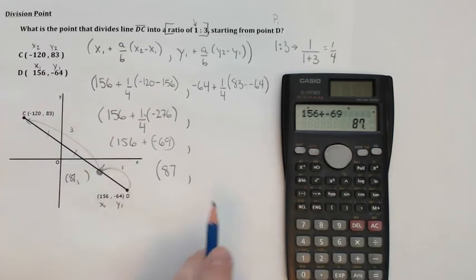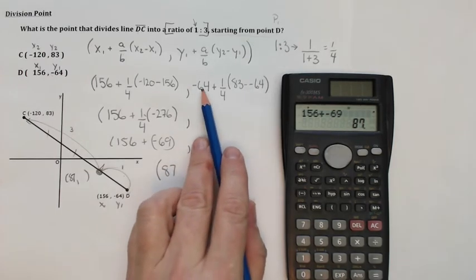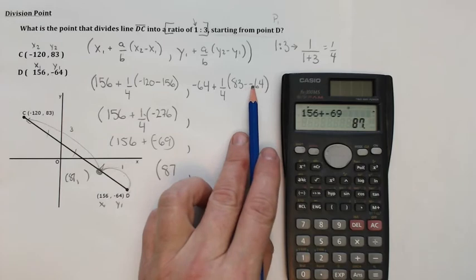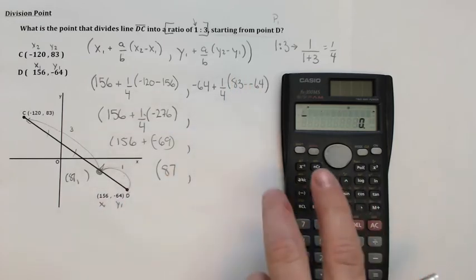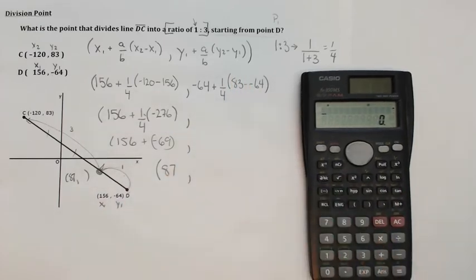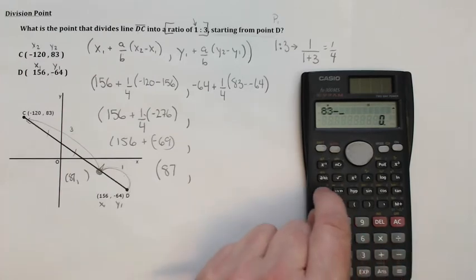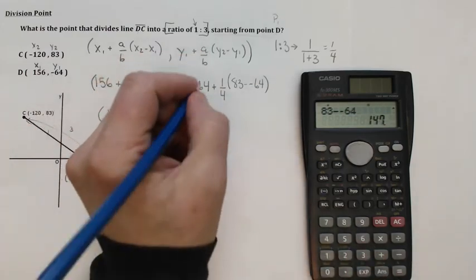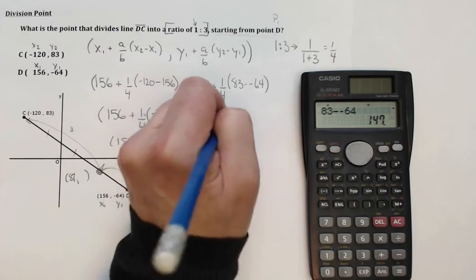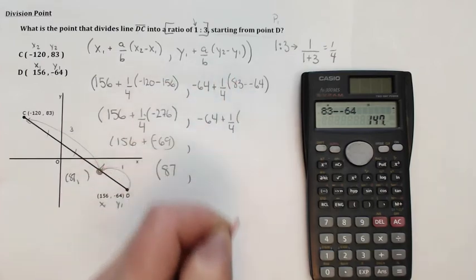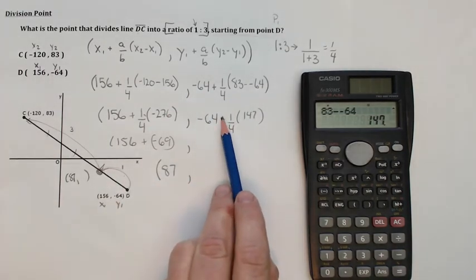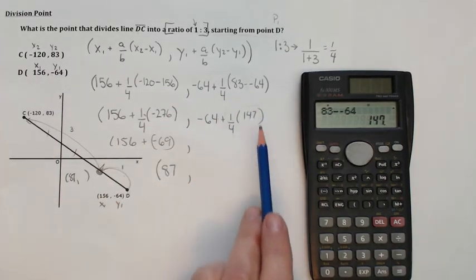Still need the y, so come back and do the same thing. Remember my y1, my fraction, my y2 minus y1. Watch that double negative. We're going to simplify inside the brackets first. So we're going to go 83 minus negative 64, which is going to give me a positive 147. I always like to write that number down. 1 over 4 times 147. And now, you don't do this addition yet. Remember, order of operations, we're going to take care of that first.